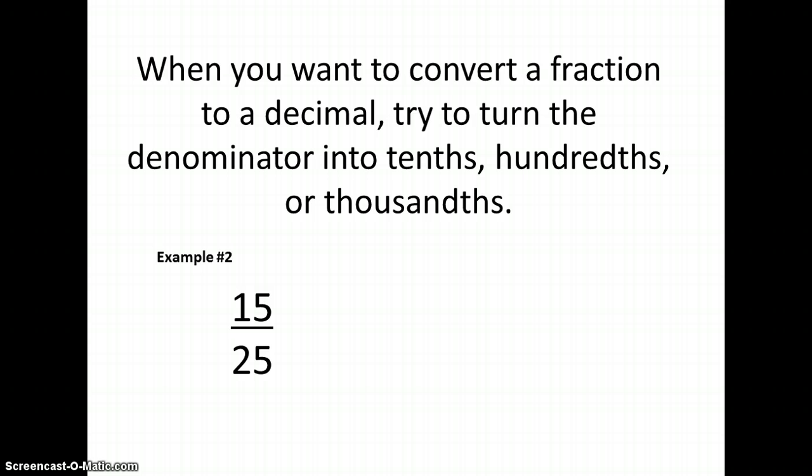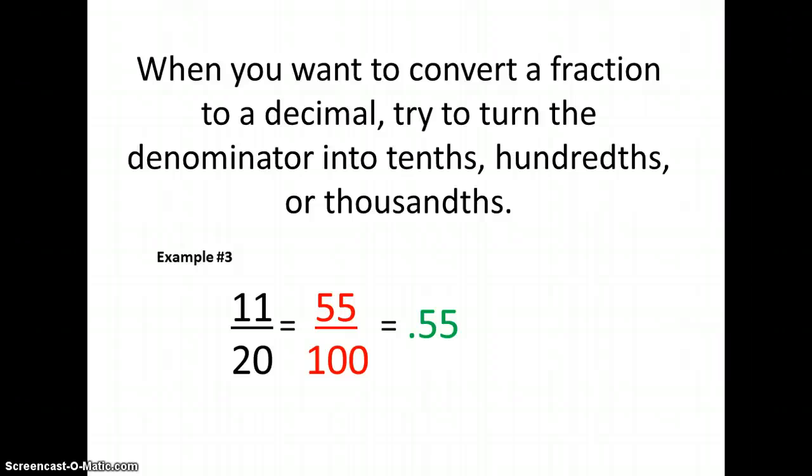15/25 does not have a denominator of 10, 100, or 1,000, but I know that 25 times 4 is equal to 100. So 15 times 4 is 60, and that is 60 hundredths. Or I could even say 6/10 because I don't need that 0 at the end. 11/20 does not have a denominator of 10, 100, or 1,000, but I know that 20 times 5 is 100, and 11 times 5 then is 55. So as a decimal, 11/20 is 55 hundredths.